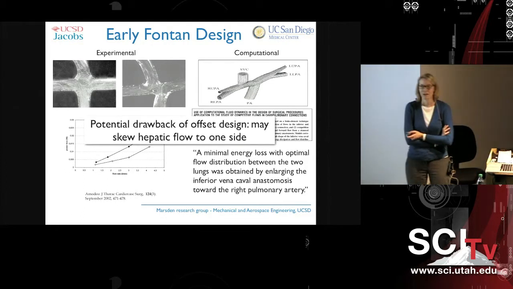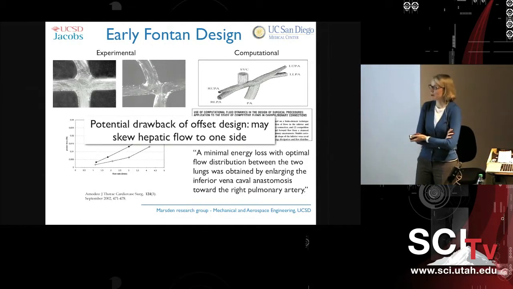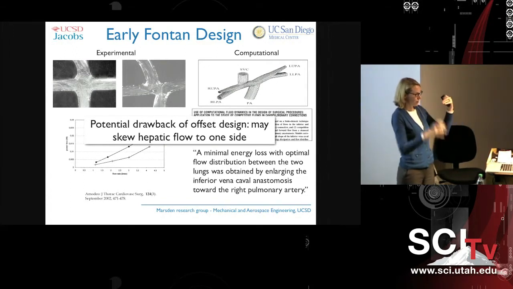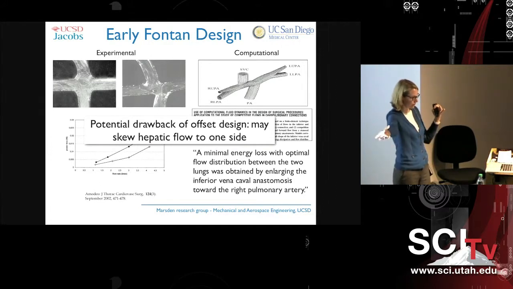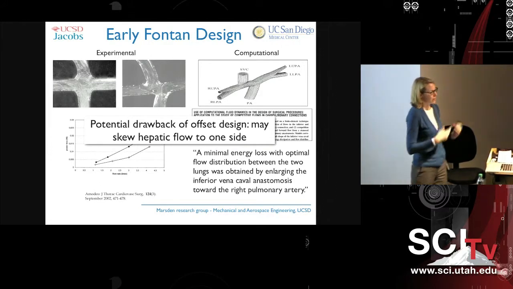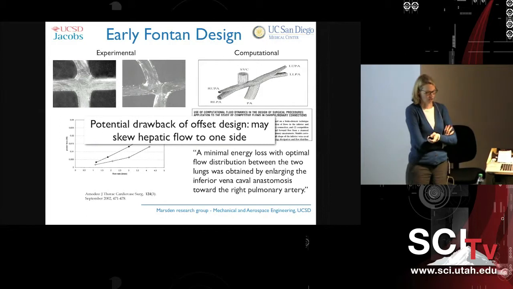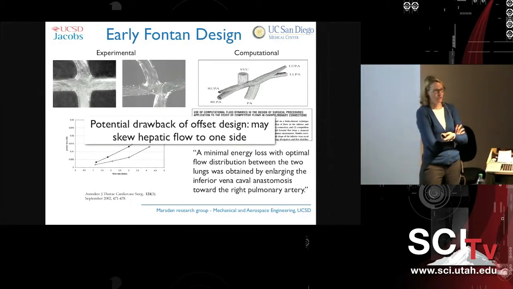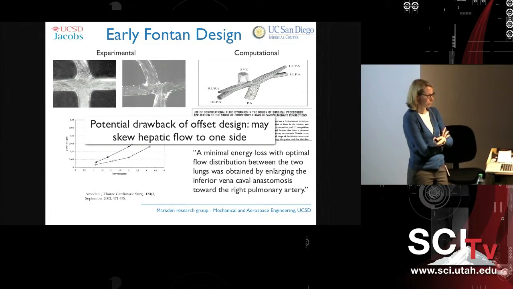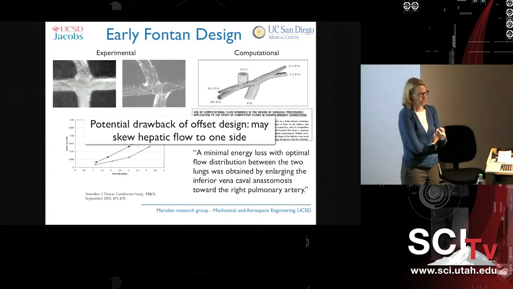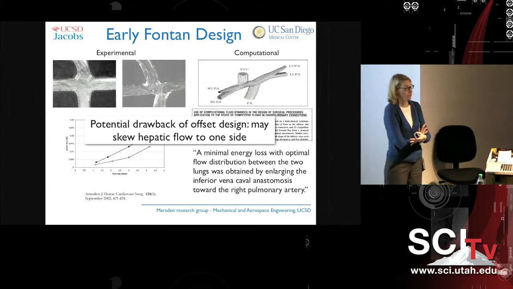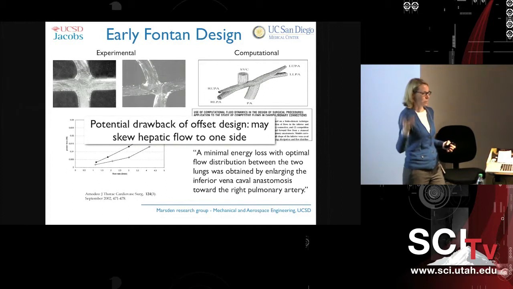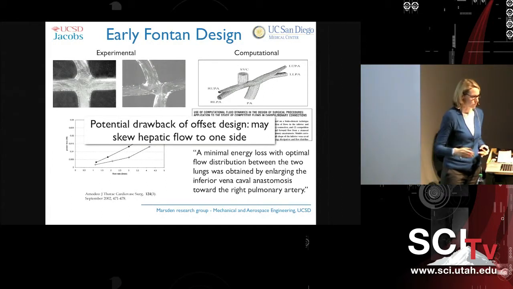With the offset design, there's a potential drawback, and that is that you tend to skew the flow coming from the lower body to one lung. And while that might not seem like a bad idea, it actually turns out that there's a liver factor that's very important for proper pulmonary development, and they refer to it as a hepatic factor. And if you're missing this hepatic factor in one lung, then the patient will develop arteriovenous malformations.